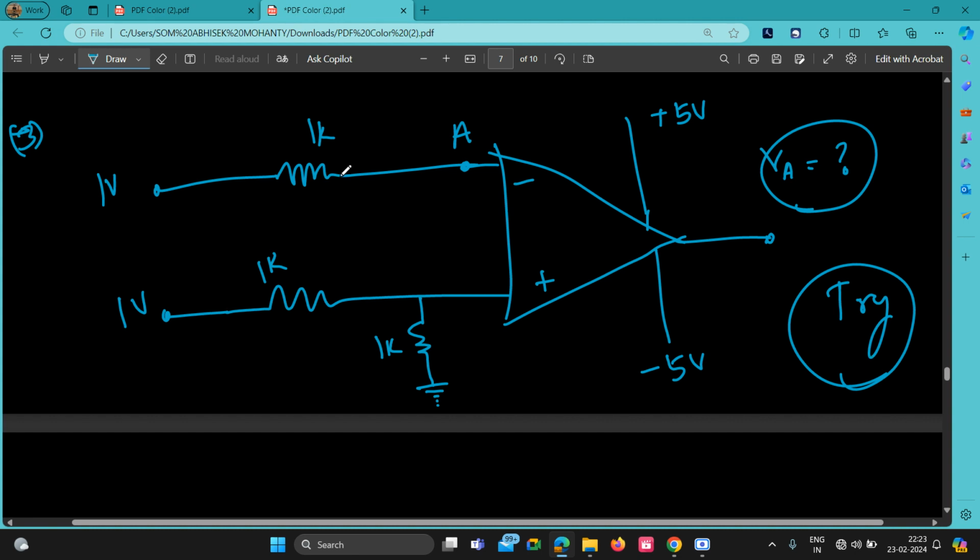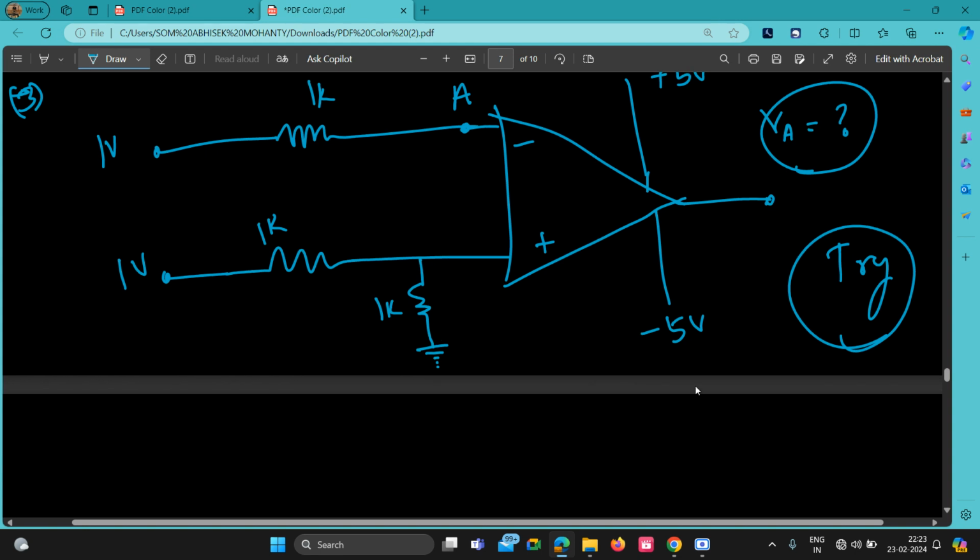See, here there is no negative feedback. Always there is some feedback in other circuits, right? There is no feedback here. So when there is no feedback, the virtual ground concept won't be applied. That means this Vx won't go here. So this is all left alone. You just have to calculate here.